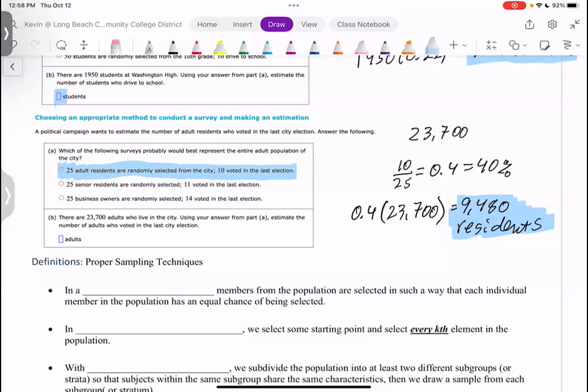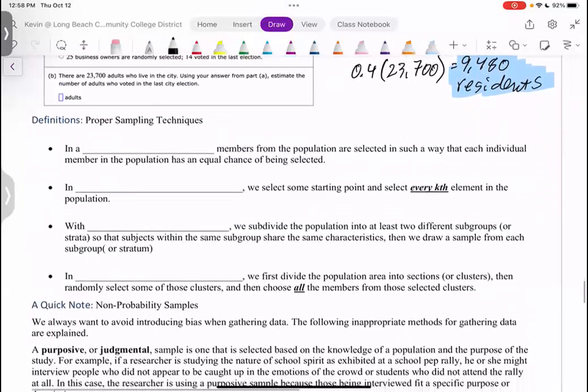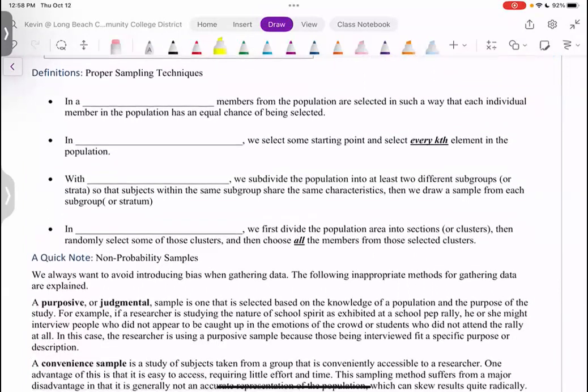There you have it. So a little bit of math right off the first chapter here, not much. All right, now we're going to talk about sampling techniques. These are good sampling techniques. And then we'll talk about bad ones as well. But first, the good ones.